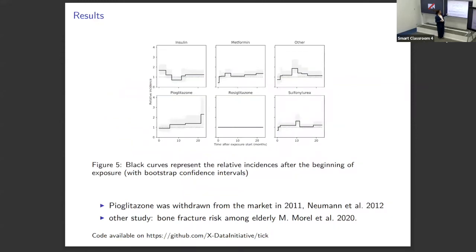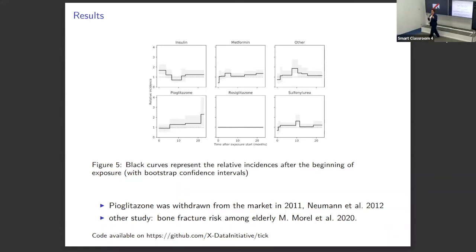And then we ran it on these diabetic patients. So you have insulin, metformin, other types of anti-diabetics, pioglitazone, and two other anti-diabetic drugs, I don't know. So you see a very weak signal on insulin or metformin, something weird for the others. But for pioglitazone, it's okay at the beginning, and then your risk increases with time. And I don't know if you can see it, but you have this confidence interval. It's very large, but at the end, zero is not in the interval anymore. So it means that this drug has an effect on the risk of bladder cancer. Okay, and in fact, it was withdrawn from the French market in 2011.